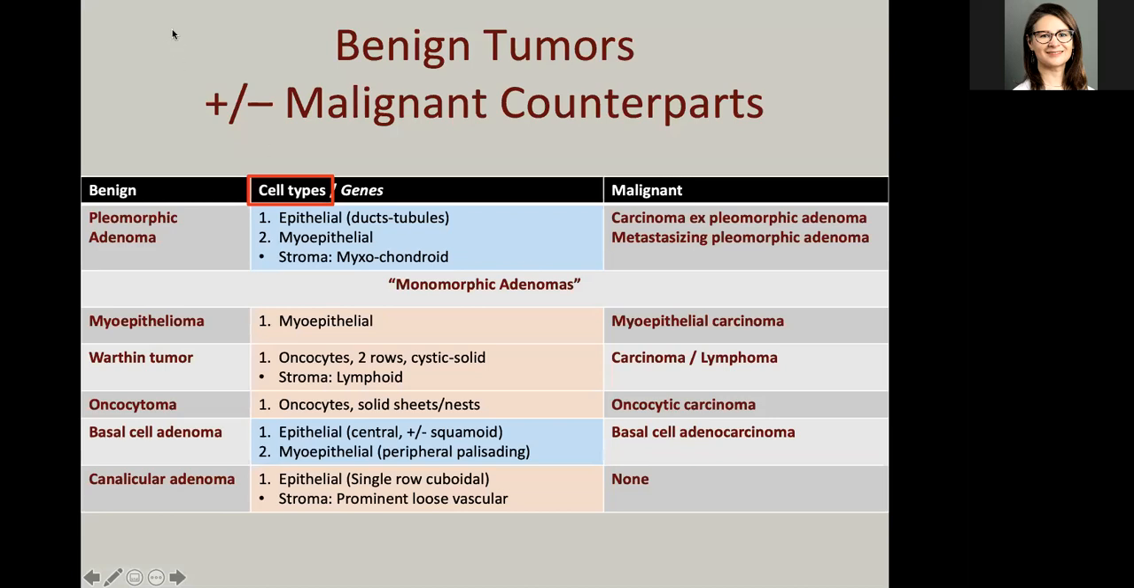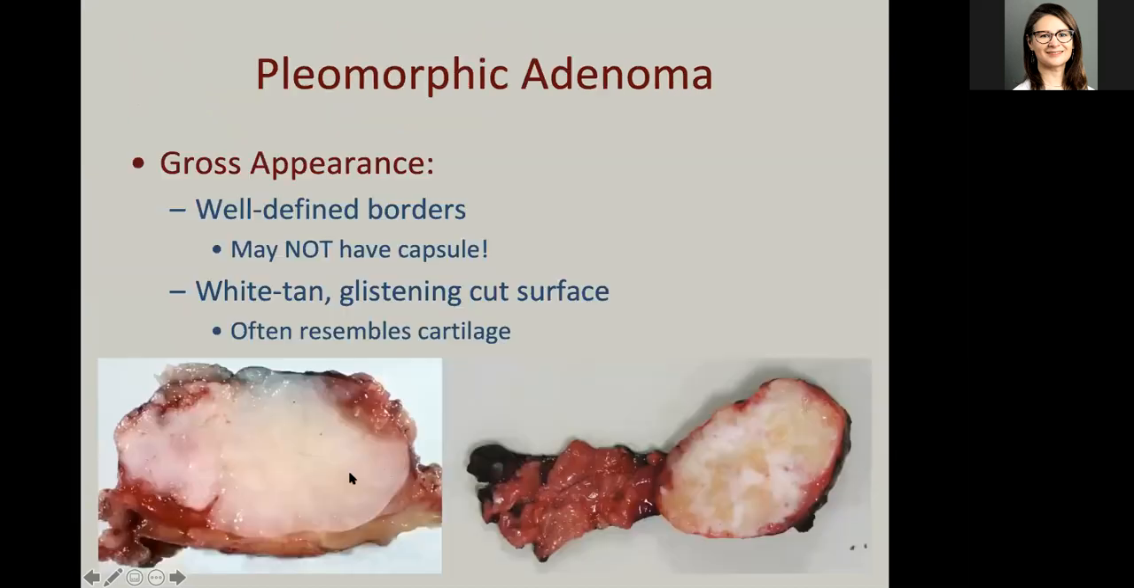So let's start with our benign tumors with malignant counterparts, again breaking them down into the number of cell types. For benign tumors with malignant counterparts with 2 cell types, we'd be looking for pleomorphic adenoma plus or minus carcinoma X, and then basal cell adenoma, basal cell adenocarcinoma. The monomorphic tumors are listed here, and we'll go through them. So of course, starting with PA, the most common.